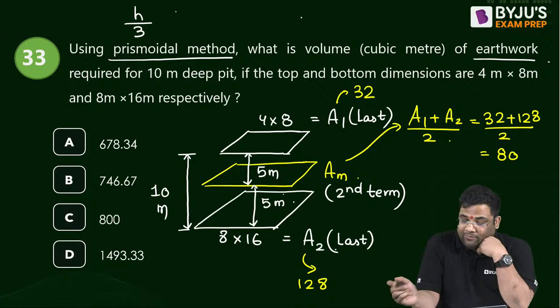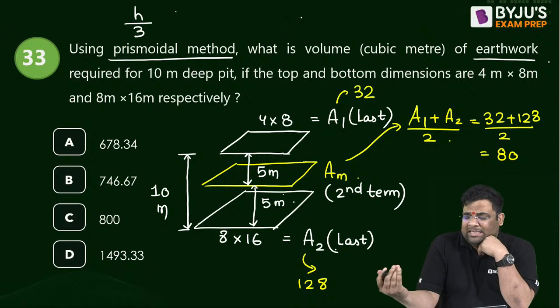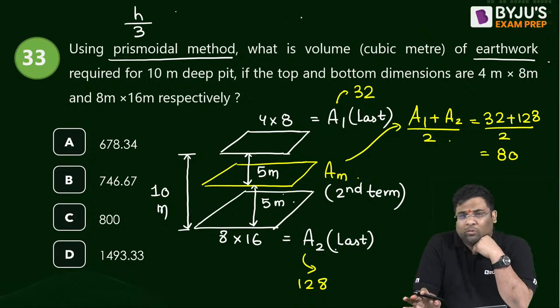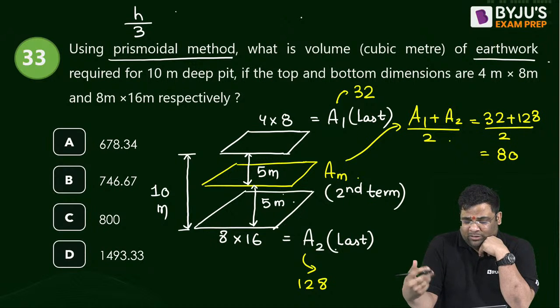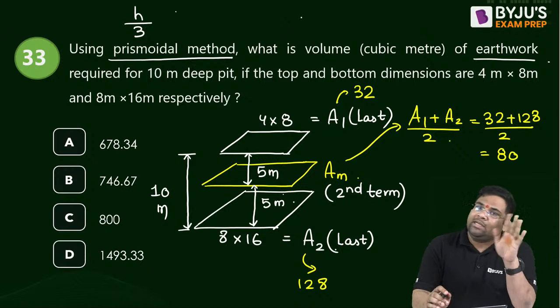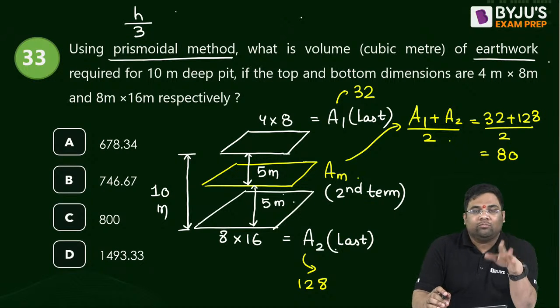Side ka average lenge. We can take the area average. Some places they write, side ka average also. But the questions which are asked here are given in area average. So if the option is not matching, then you can go for side average also. They will give you option by area average or side average, so you can check that also.